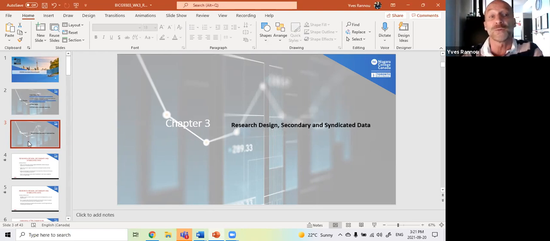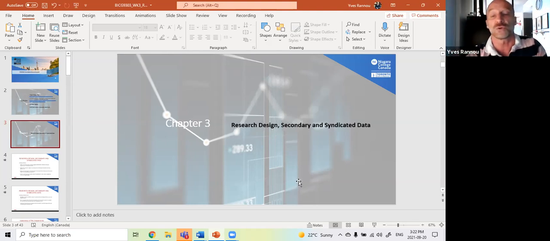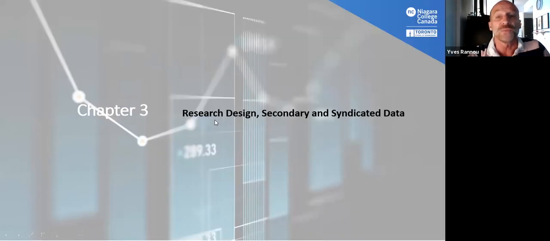And then I will share with you what the next chapter test will include, and I will share with you what the midterm in class will include too, like I just did tonight. So we are going to talk about research design, secondary and syndicated data, or secondary data that is available when you do research. This is chapter 3, so this is taken from the book.